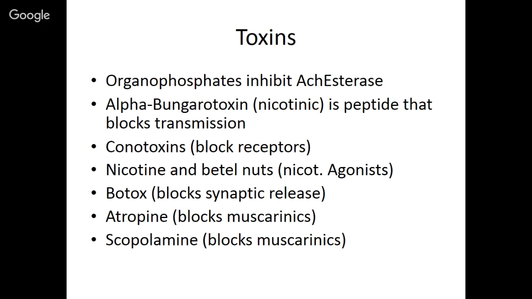And then actually nicotine itself and betel nuts have agonists as part of their composition. So nicotine is at least a partial agonist. Botox is basically blocks synaptic release, so it works on the presynaptic side of this junction. And atropine works not on the nicotinics, but rather on the muscarinics. And so you'll get more autonomic type responses. And this is why it was used to dilate the pupils way back. Scopolamine also blocks muscarinics. It's anticholinergic.